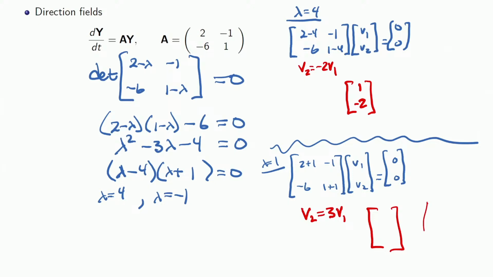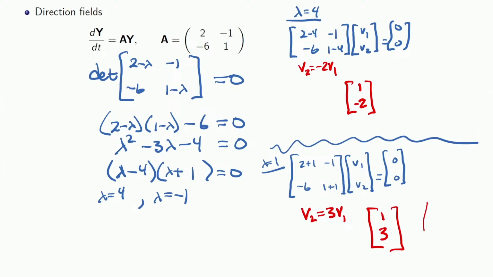And then what about the second one? Clara, what would you like for this one? 1 and 3. Okay, yeah, 1 and 3 is good. And honestly, you could have chosen 2 and 6. I just try to avoid the fractions. That's the only thing. But yeah, this works.